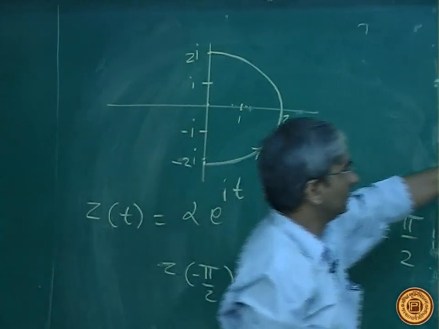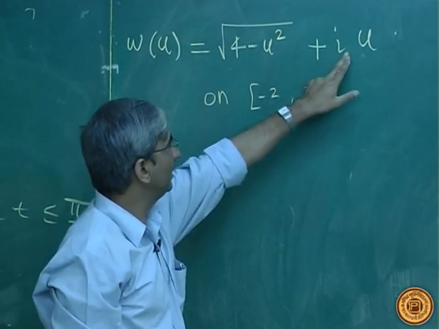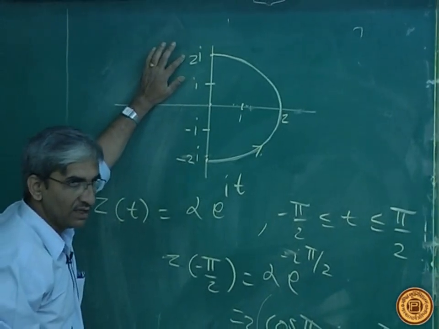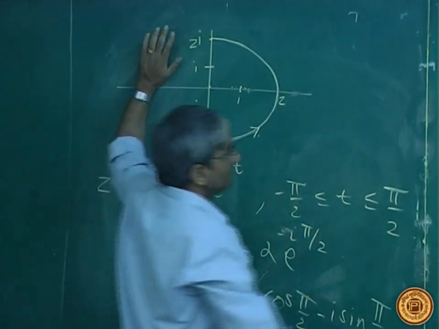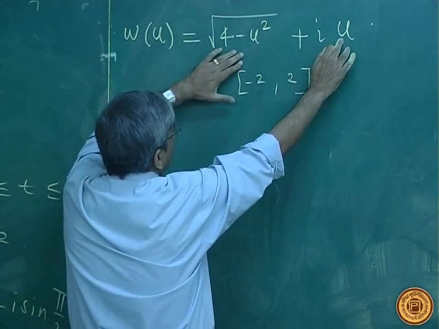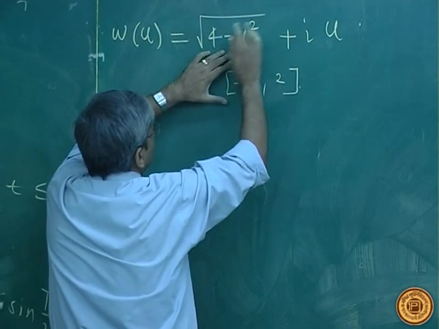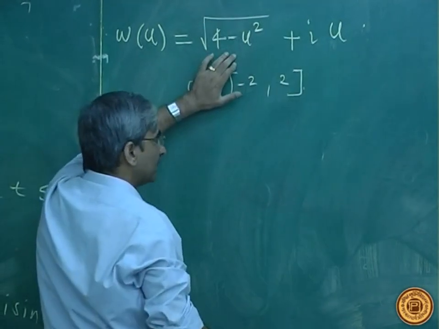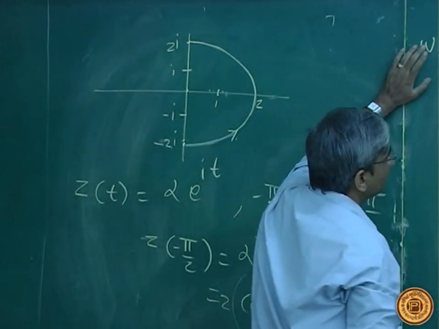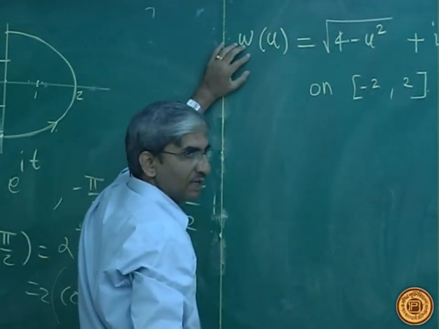If you put u equal to 2, you get 0 here and 2i, that is exactly this point you get. Clear? And if you square this, that is 4 minus u square plus u square, that is 4. So x square plus y square equal to 4. That means you get a circle with center at origin, radius 2. So it is the same part that is covered. So this is another parameterization of the same curve.